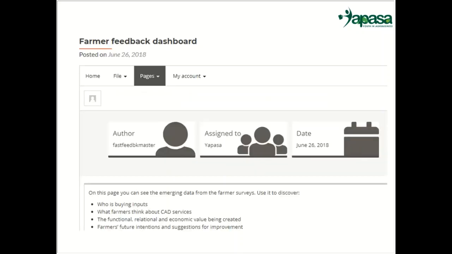And then we get the farmer feedback dashboards, where at the bottom there's emerging data which is coming out of the surveys. So we can click on different bits of that and get different perspectives.